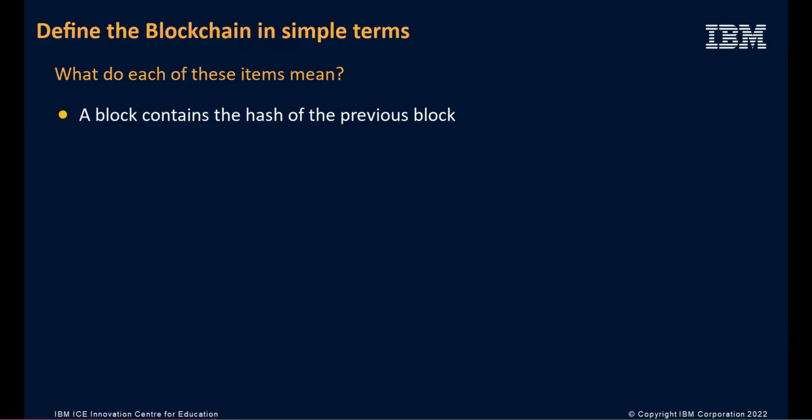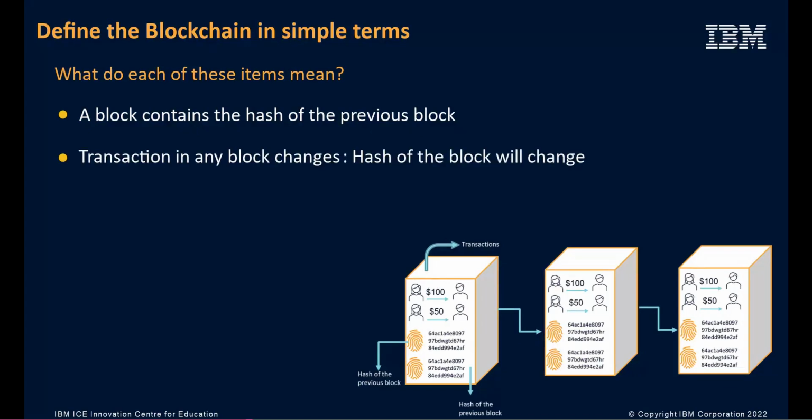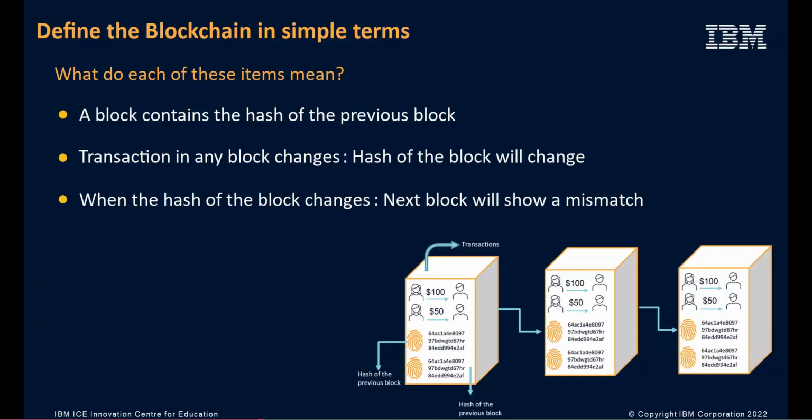A block also contains the hash of the previous block, hence forming a chain structure. Combining the above three together, this is what a blockchain will look like. Now, if a transaction in any block changes, the hash of the block will change. When the hash of the block changes, the next block will show a mismatch with the previous hash that was recorded by it. This gives blockchain the property of being tamper-resistant, as it becomes very easy to identify when data in a block has changed.